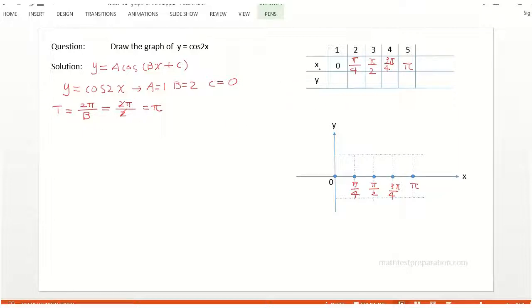Now, for each x, we need to find the corresponding y value. So, when x equals 0, y equals cosine 2x, which is cosine 0. Cosine 0 is 1. So, when x equals 0, y equals 1. When x equals quarter pi, y equals cosine 2 times quarter pi, which equals cosine half pi. Cosine half pi equals 0. So, at the second point, when x equals quarter pi, y equals 0.